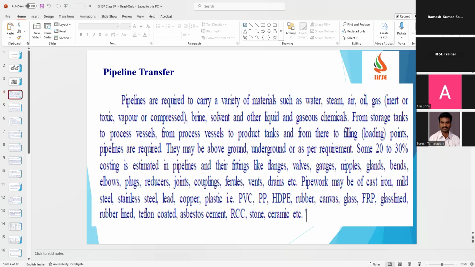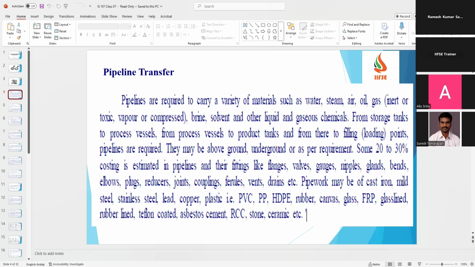If you go for bulk containers, then it will go for loading. If you are going with IBCs of 1,000 liters, or 200-liter barrels, or 50-liter, based on the customer requirement, it will go for filling or packing. There we need a pipeline, and they may be above ground or underground, as per the requirements. Some 20 to 30% of the cost is estimated in the pipelines and their fittings like flanges, valves, gauges, nipples, glands, bends, elbows, plugs, reducers, joints, couplings, vents, or drains, etc.